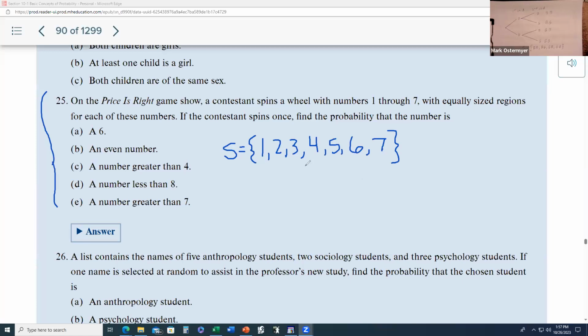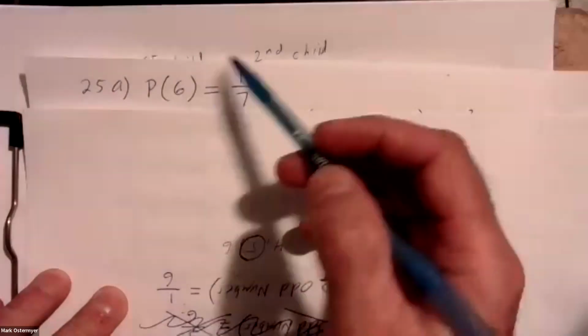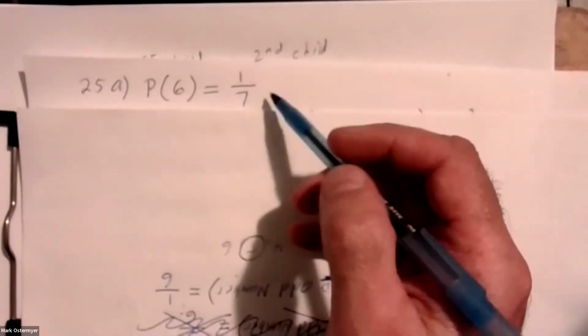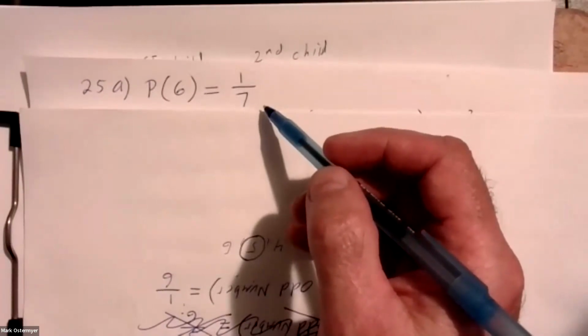Okay. The sample space for this particular probability experiment is this set consisting of 1 through 7 as being the possible outcomes. Now, what is the probability that we roll a 6 when we spin this wheel once? Well, how many ways can a 6 occur? A 6 can only occur 1 out of 7 ways. So 1/7 would be the probability. Again, we're assuming that each of these numbers has an equal chance of occurring on any given spin. That's the key assumption.